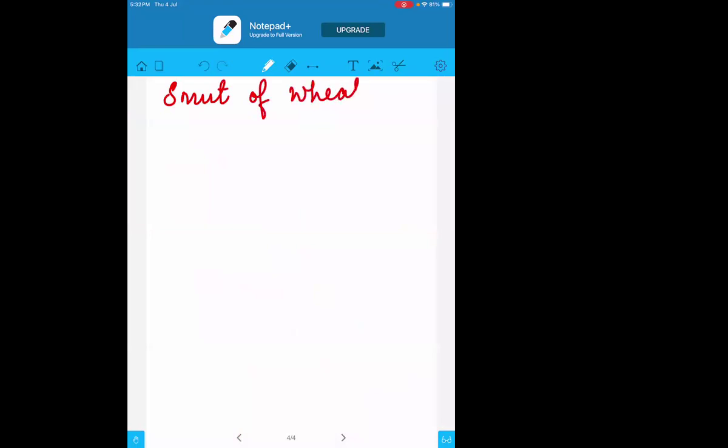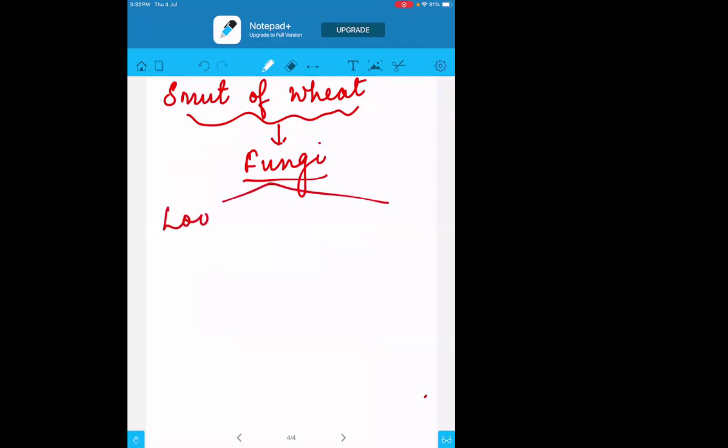Okay, now the next one is smut of wheat. Smut of wheat is also caused by a fungus. In this smut of wheat, it is also of two types, which are the loose smut and the covered smut. So two types of smut of wheat are there, loose smut and covered smut.